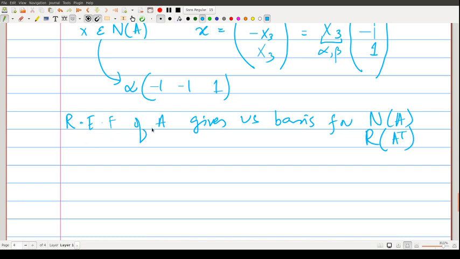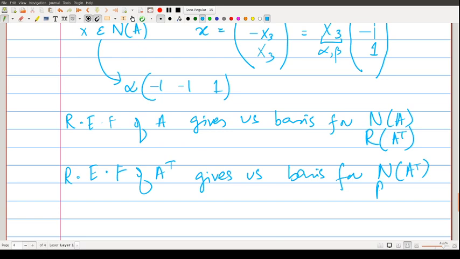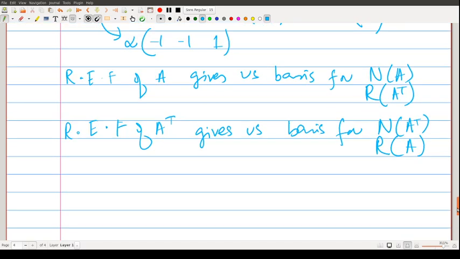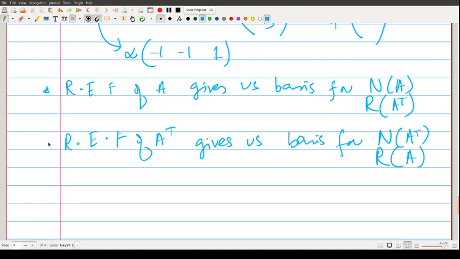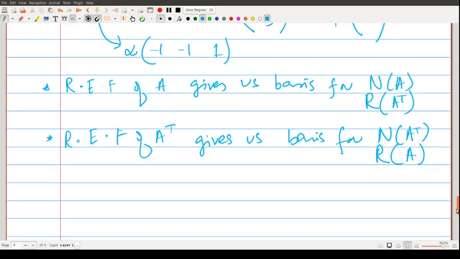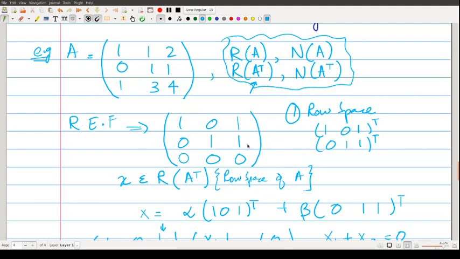Now if you want, you can reverse this logic, right? If you want the null space of A transpose and the column space of A, all you need to find is the reduced echelon form of A transpose, and that will give us the basis, following the same procedure that I've done. But before you follow that procedure, you take the transpose of A, and then you find the null space of A transpose and the column space of A. I'm not going to do these for you, you can do this yourself, but the idea is the same: to find the row space, reduce it to row echelon form, and the non-zero rows give you a basis for your row space.